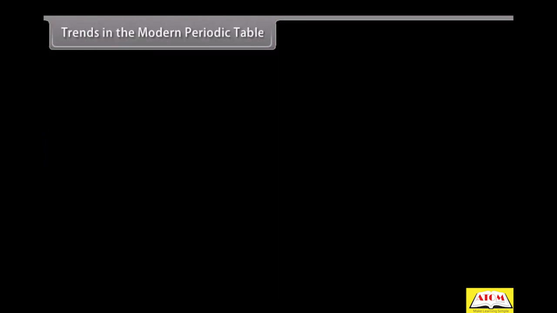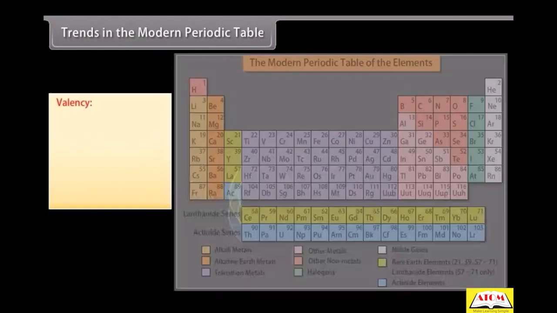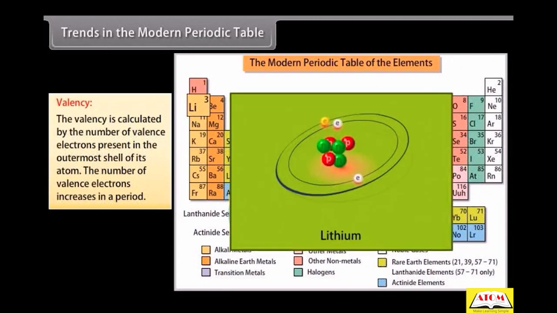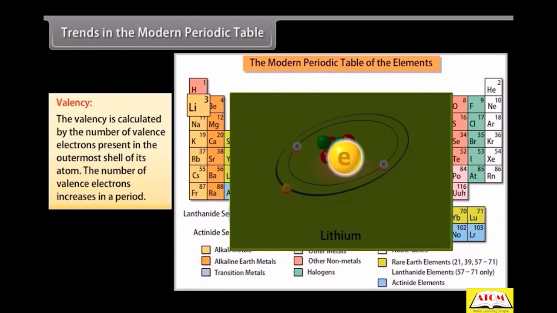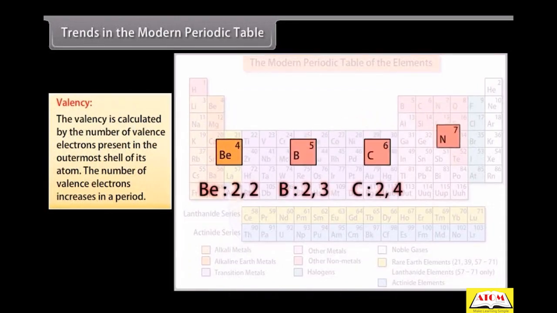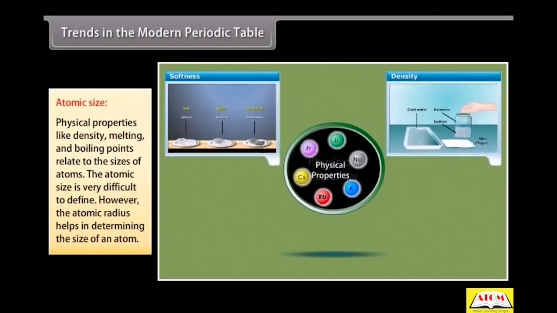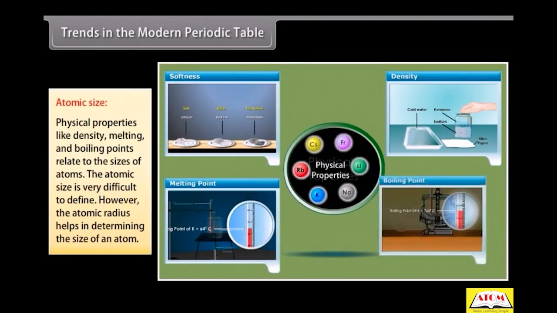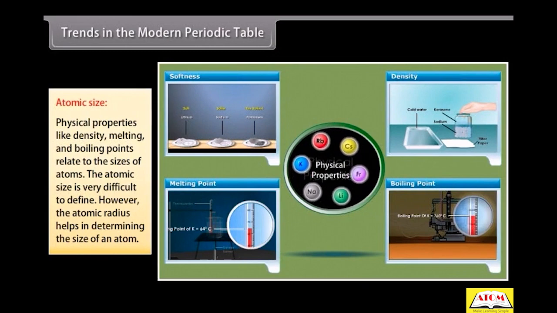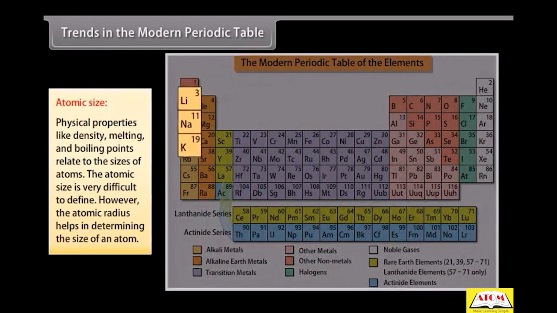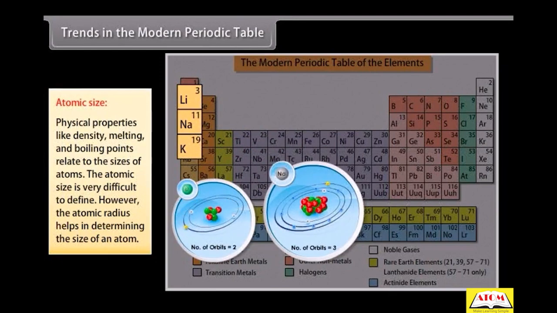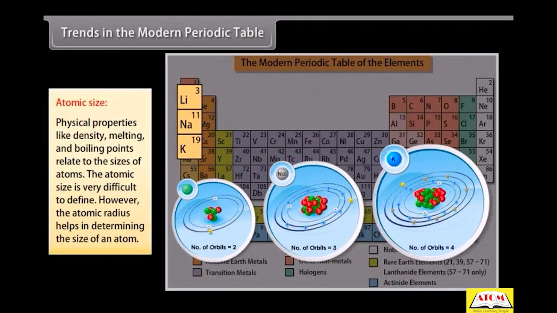Trends in the modern periodic table. Valency. The valency is calculated by the number of valence electrons present in the outermost shell of its atom. The number of valence electrons increases in a period. Atomic size. Physical properties like density, melting, and boiling points relate to the sizes of atoms. The atomic size is very difficult to define. However, the atomic radius helps in determining the size of an atom.